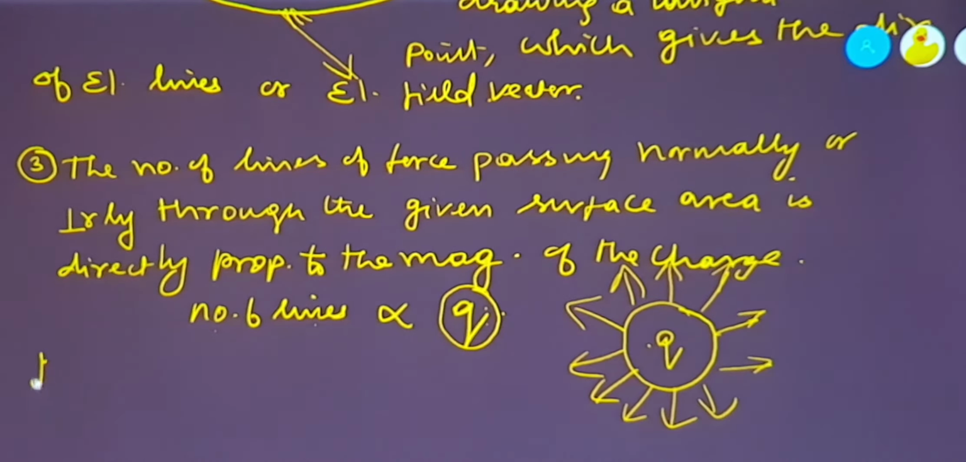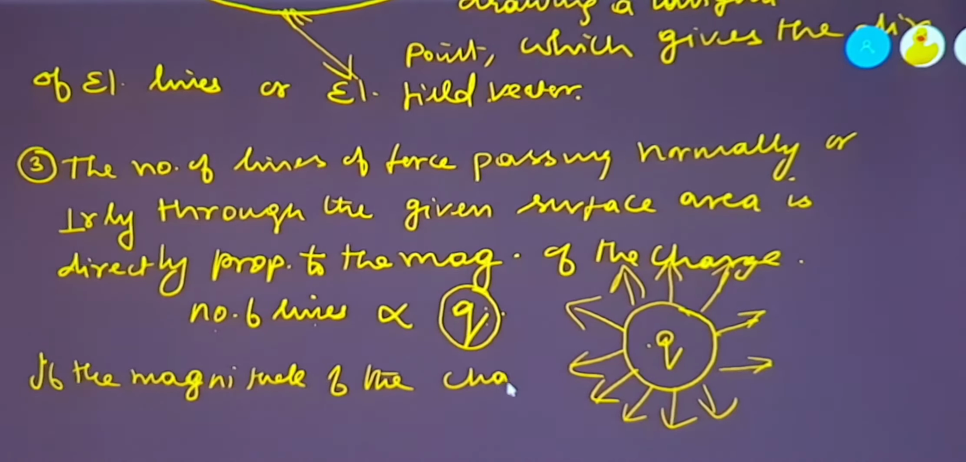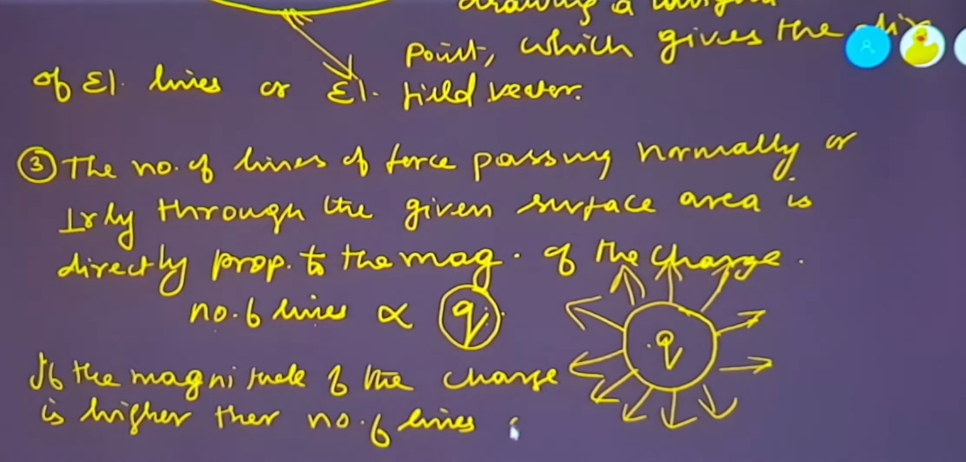That is, if the magnitude of the charge is higher, then the number of lines is also higher or more. That is, more dense. The lines are very close to each other. That is, the lines are closer.